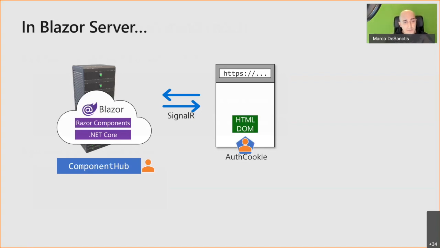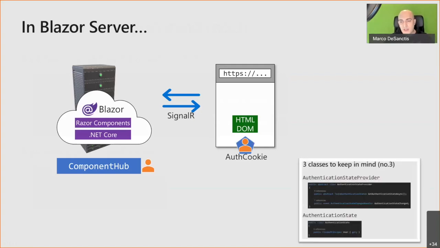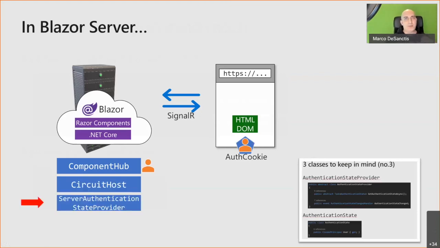Now, Blazor makes no exceptions. It's just running over a particular hub called Component Hub. So how does the implementation of the authentication state provider, you remember the class that we just saw in the previous slide, look like in Blazor Server? Well, it's a pretty simple implementation.